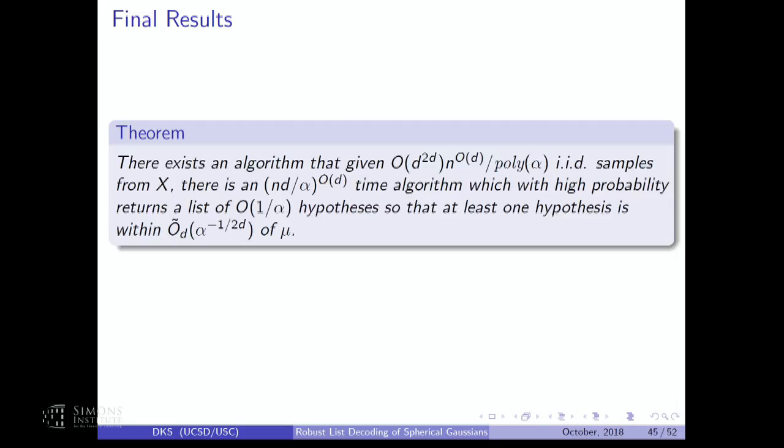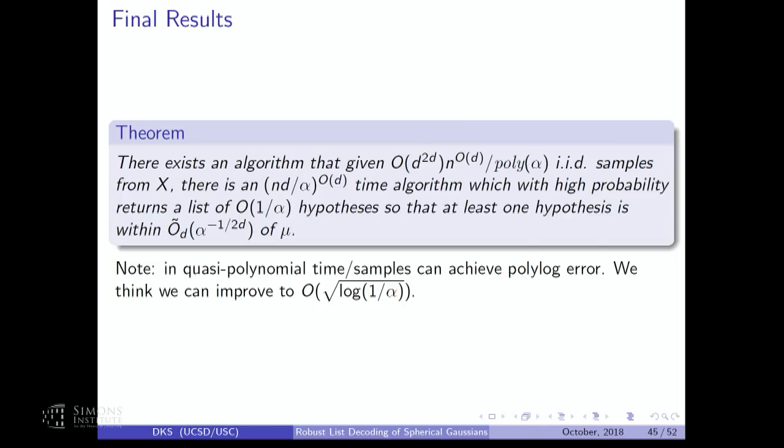And with high probability, it returns a list of O of 1 over alpha many hypotheses, so that with high probability, at least one of them is within O sub d of alpha to the minus 1 over 2d of the true mean. Now, you can actually do this for d being super constant. We show that in quasi-polynomial time and samples, you can get this down to polylog error. We don't have this quite worked out in the paper, but we think with a slightly sharper analysis, you can get the error down to the information theoretically optimal O of square root log.